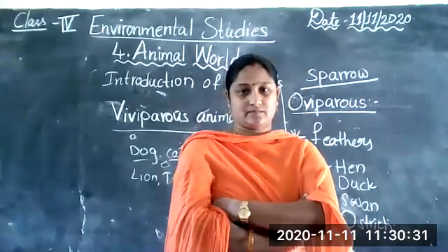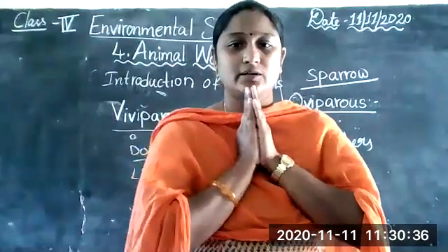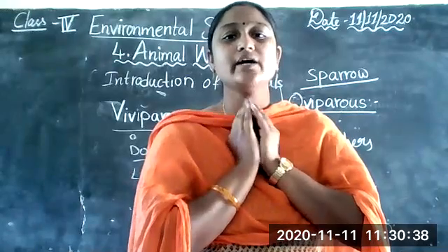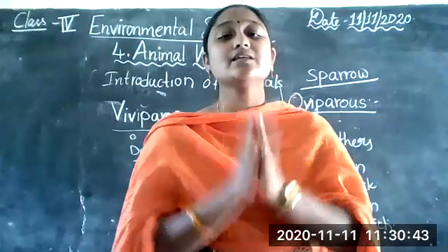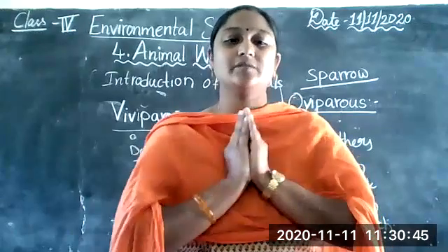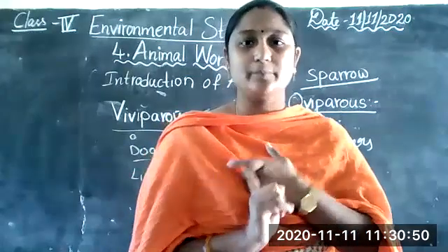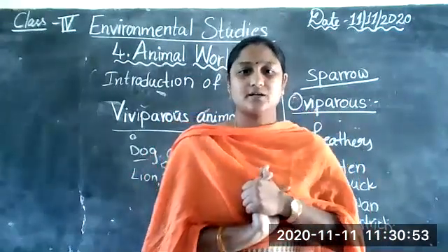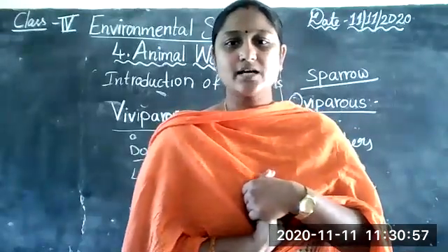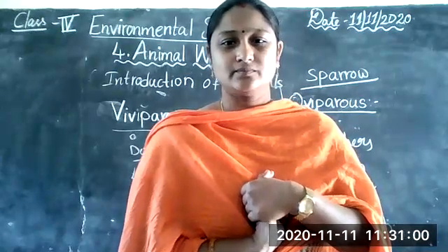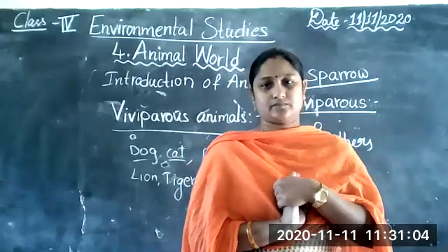Teacher, why does a hen not have hair? Hens are birds. That is why hens have feathers. Why? Because hens are not viviparous animals. Hens are oviparous animals, so a hen is also a bird. Birds all have feathers, you know very well. Did you understand, Manichandana? Understood, teacher. Okay.